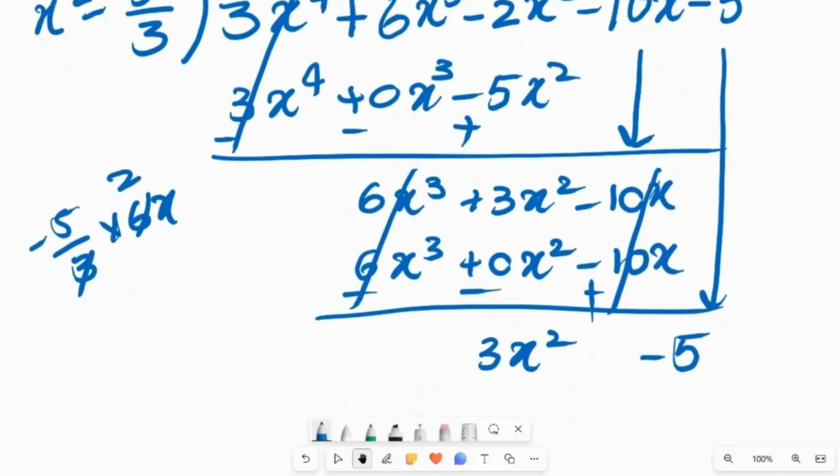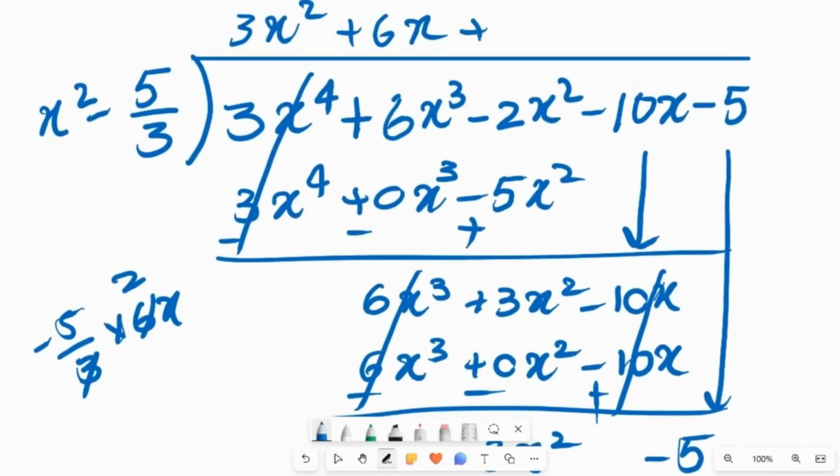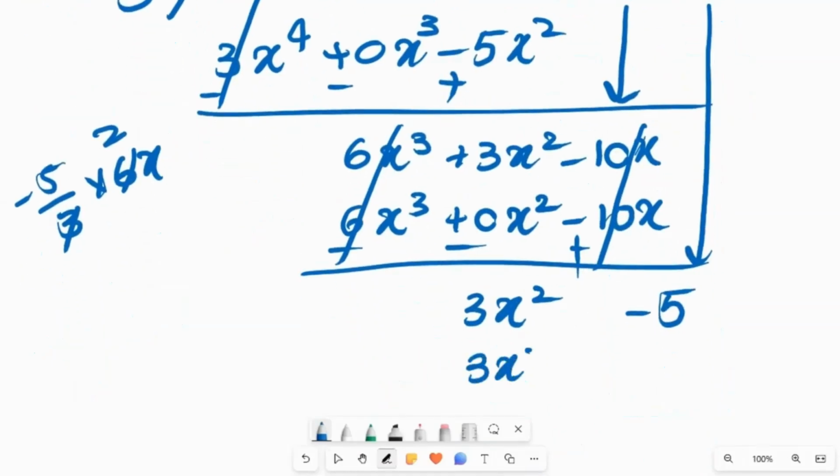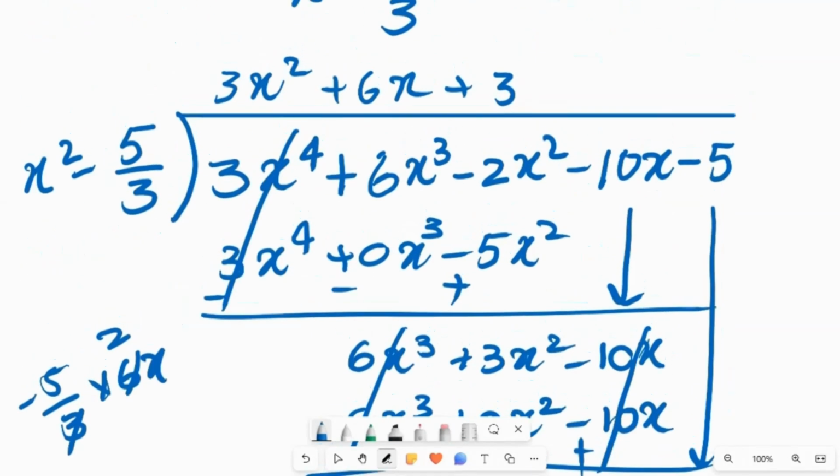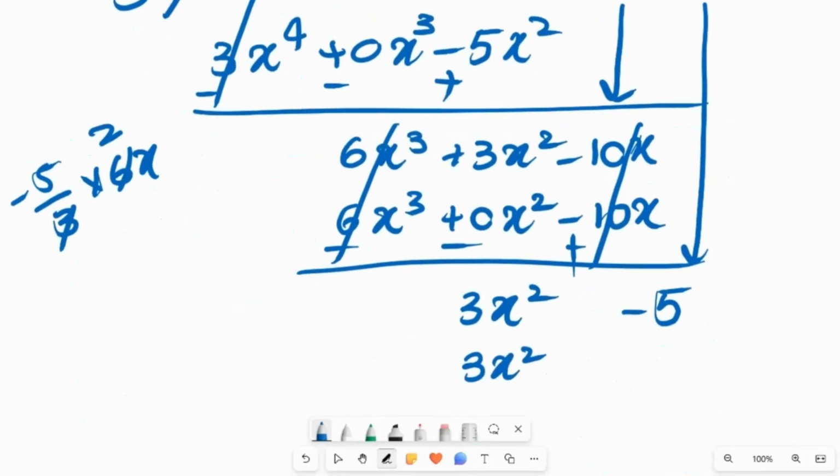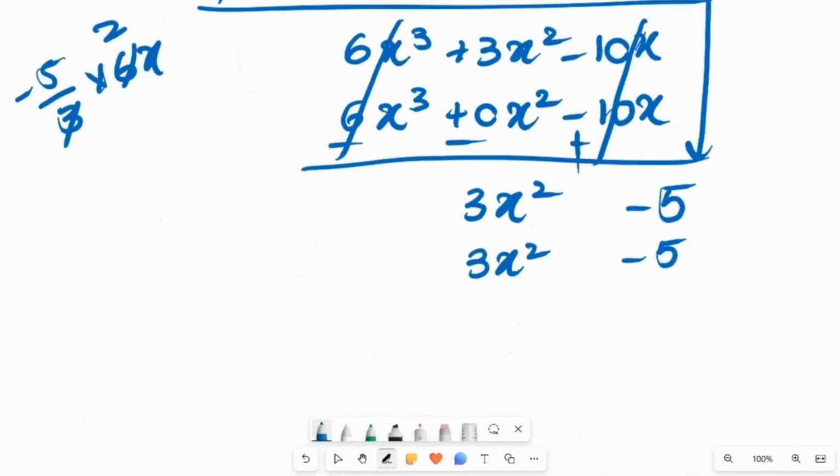So next, what would I multiply? I would multiply 3. So plus 3. So x square into 3 is 3x square, and minus 5 by 3 into 3 is minus 5. So this would be minus 5. Now change the sign. This would be minus, this would be plus, and if I add, I would get 0. Since minus root 5 by 3 and root 5 by 3 are the zeros of the polynomial, when we divide the polynomial with the factors, we get remainder as 0.